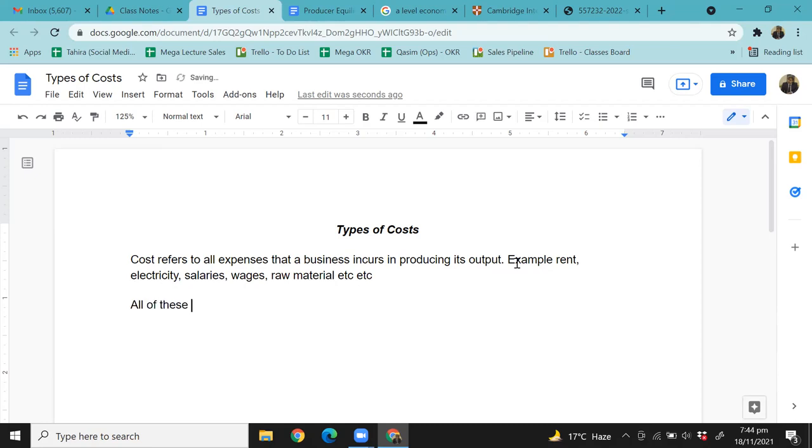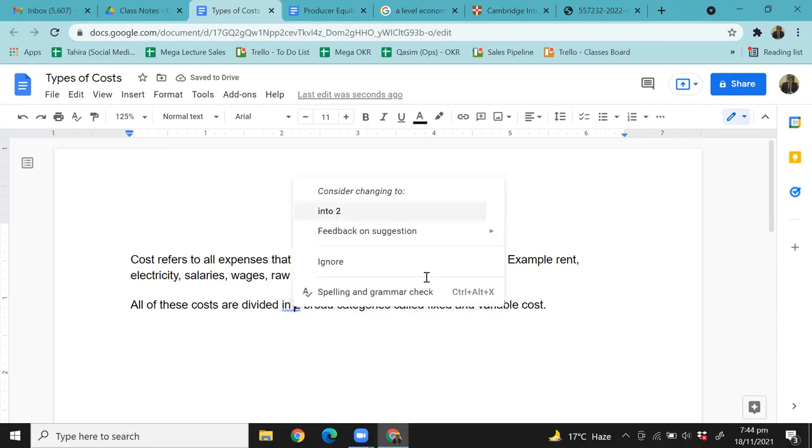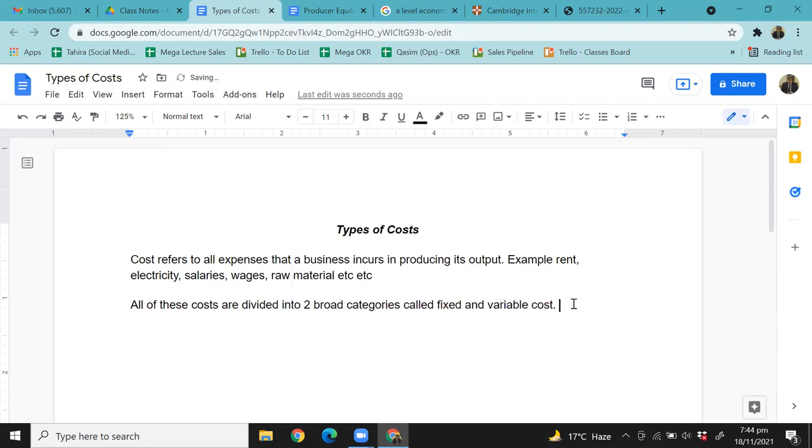Okay. Now, the first type of classification of cost that we do is to divide these costs into broad categories called fixed and variable cost. So the first classification is to divide all the costs that a business incurs into two broad categories, fixed and variable cost.